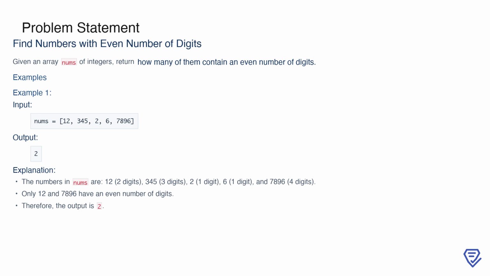The problem asks us to determine how many numbers in a given array contain an even number of digits. For example, if the input array is 12, 345, 2, 6, 7896, we analyze each number to count its digits. The number 12 has 2 digits, 345 has 3 digits, 2 has 1 digit, 6 also has 1 digit, and 7896 has 4 digits. Among these, only 12 and 7896 have an even number of digits. Hence, the output in this case is 2, because there are 2 numbers with an even digit count.